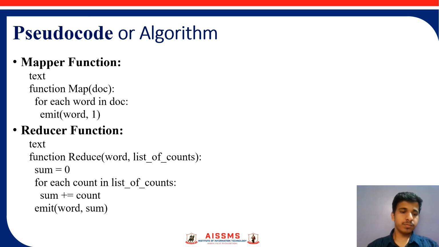Pseudo algorithm. Now let's see how this looks in pseudo form. Here is the map function: for each word in the document, it simply emits the word and 1. Then the reducer function takes all the values of the same word, which are a list of 1s, and sums them. Finally, it emits the word along with the total count.